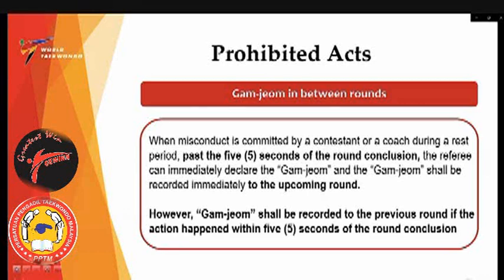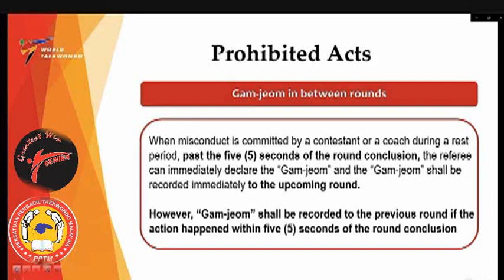This is part of our new rules as well. When misconduct is committed by a contestant or coach during the rest period, so in between rounds, and it's past the 5 seconds of the conclusion of the round, the gamjan will go to the upcoming round. But if the action is within 5 seconds of the conclusion of the previous round, then the gamjan will go to the previous round.